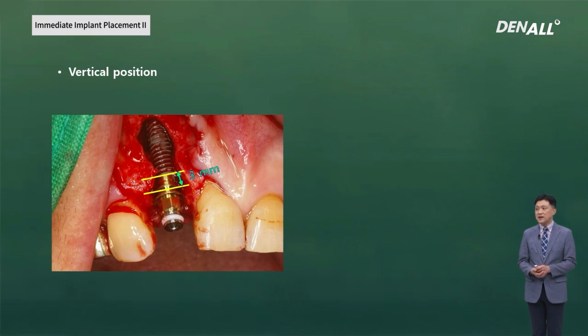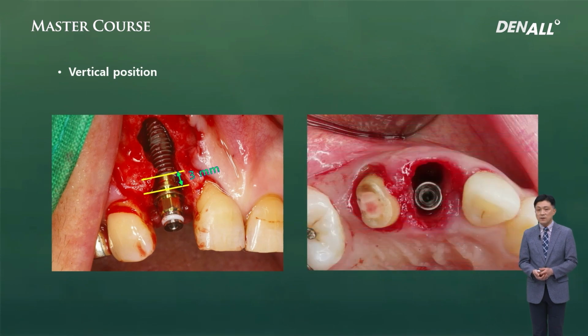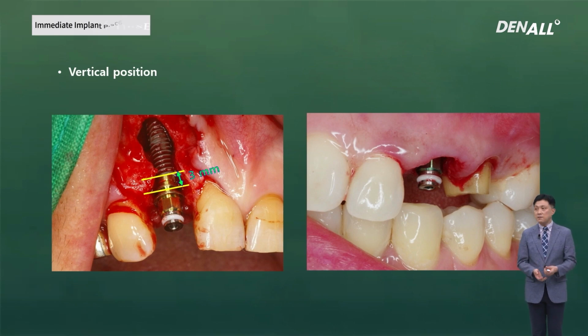In immediate implant placement, vertical position is very important. As shown, from the bone level of adjacent teeth, you need to place it 3 millimeters inferior to that. How can we make the decision? When you open a flap, we can make a decision very easily. We can determine the vertical position very easily.